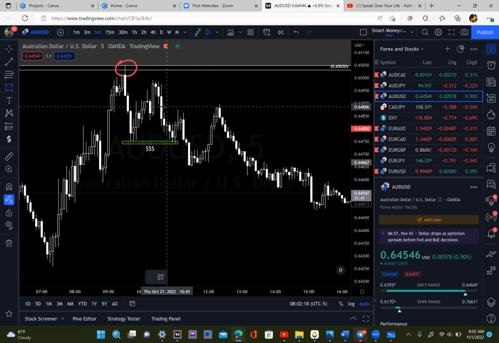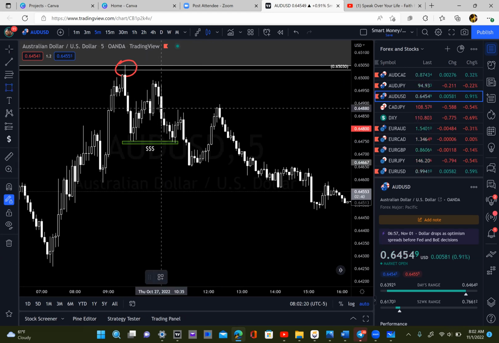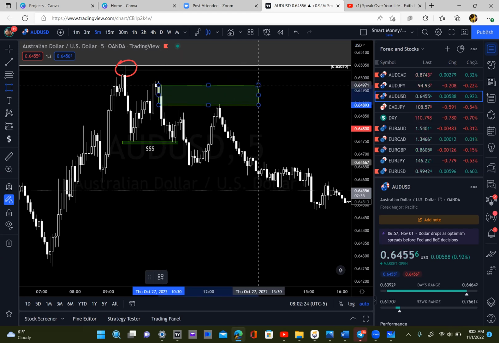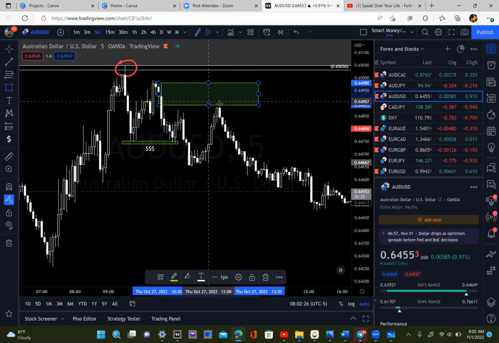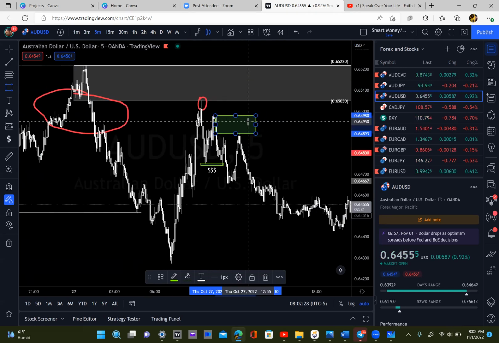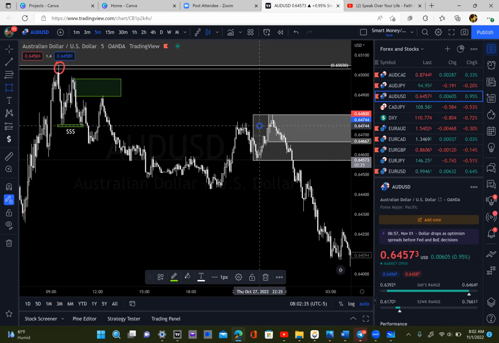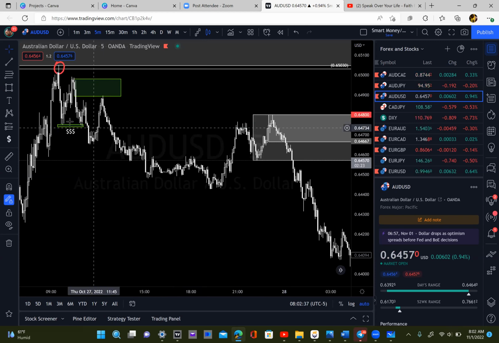Look, hit the zone. Look, imbalance right here. See between these two wicks? Look, boom, tipped it again. You got another entry right here. Man, there's opportunities all over the place, y'all. All over the place. Let's see, you might even have something right here.